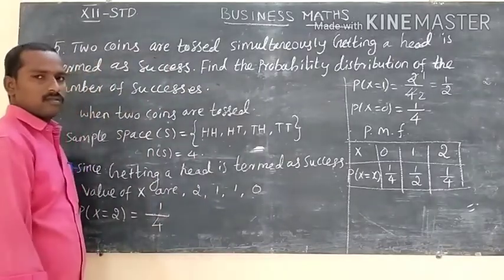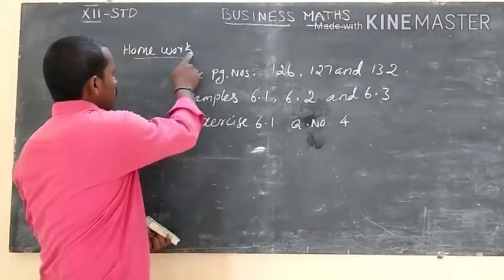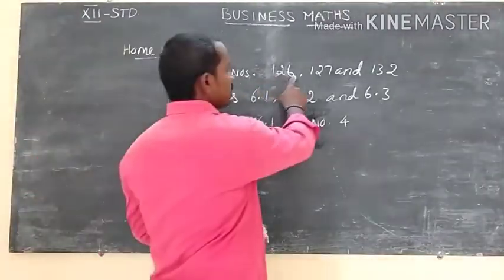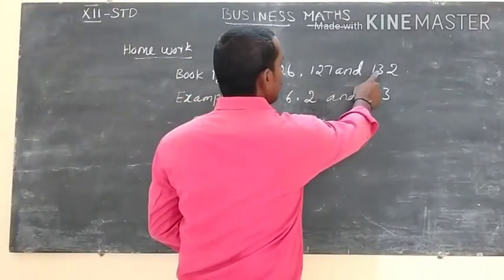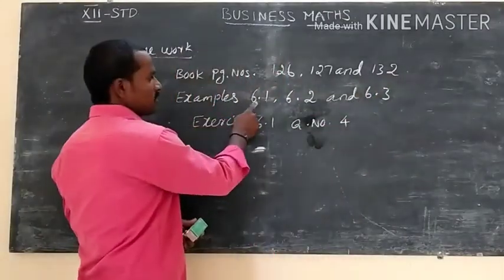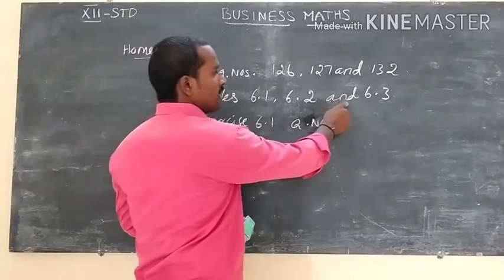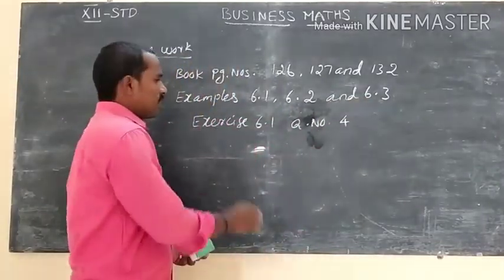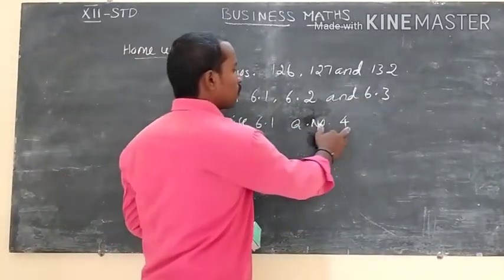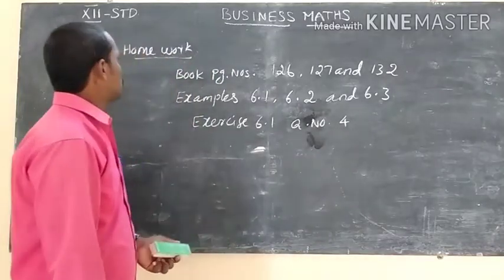Have you understood? Okay, dear students, today's homework: page numbers 126, 127 and 132, examples 6.1, 6.2 and 6.3, and exercise 6.1, question number 4. So that's all today's homework.